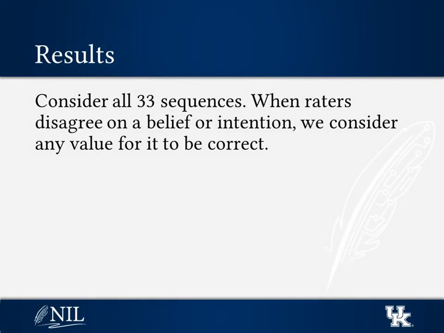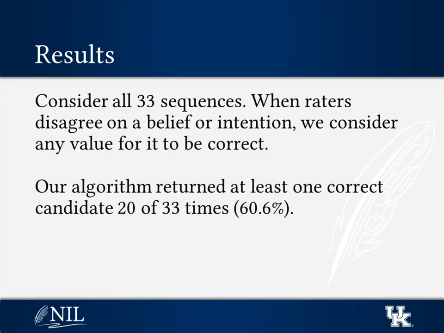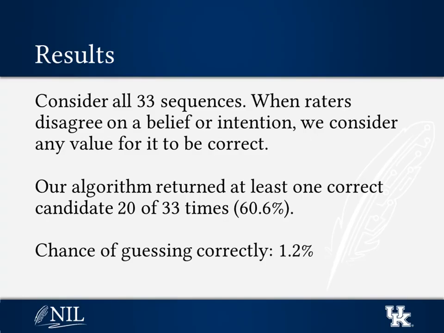Another way to look at these results is that we considered all 33 sequences, and when raters disagreed about a particular belief or intention, we considered any value for it to be correct. Our algorithm returned at least one correct set of beliefs and intentions, 20 out of 33 times. These are encouraging results given that the chance of guessing correctly is only about 1%.